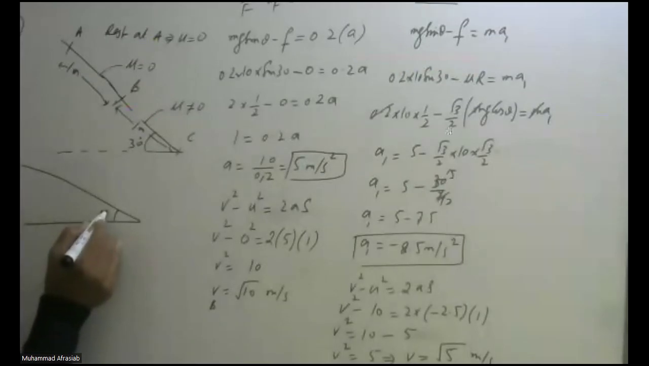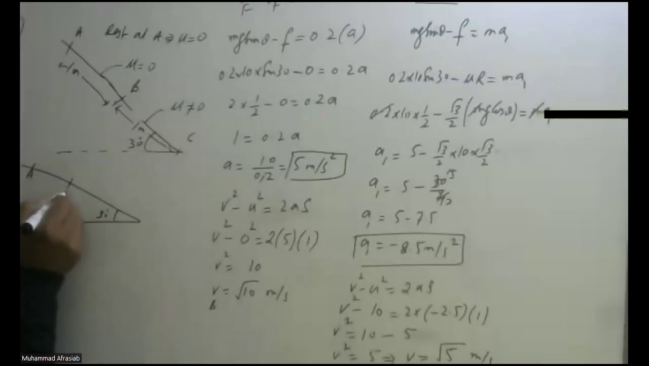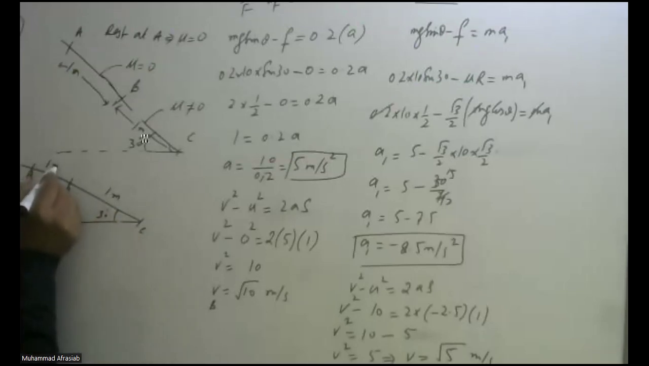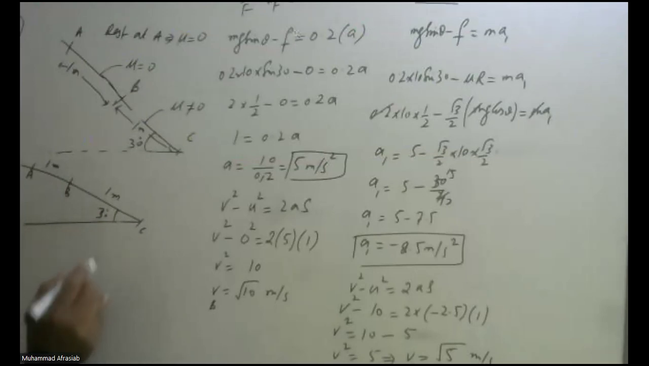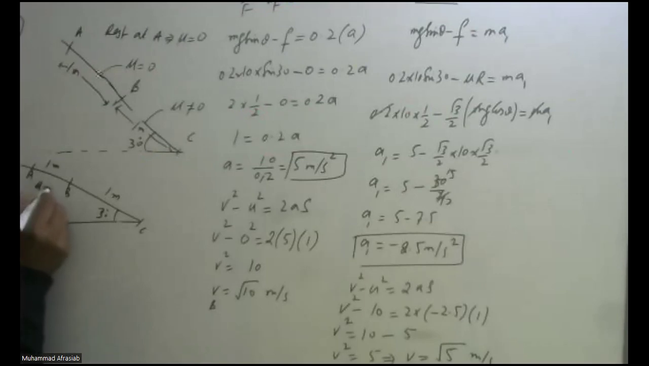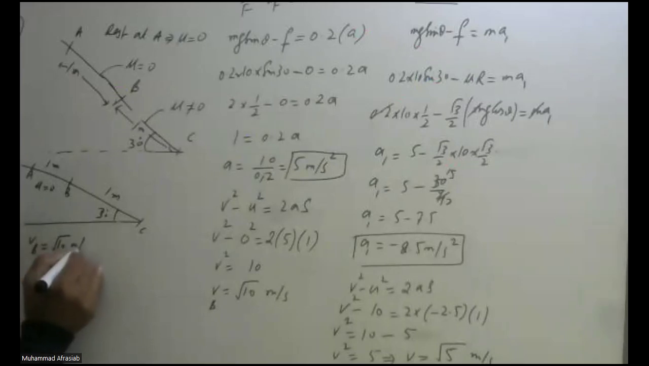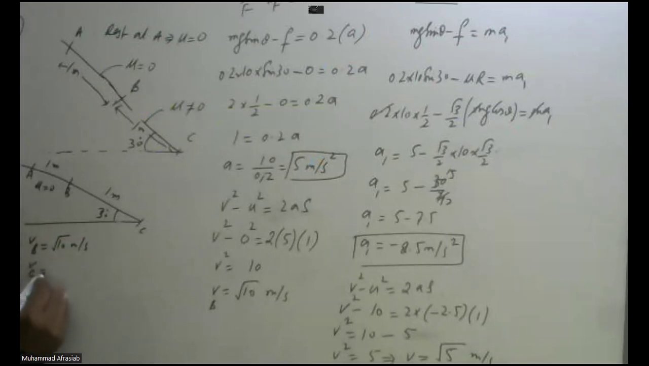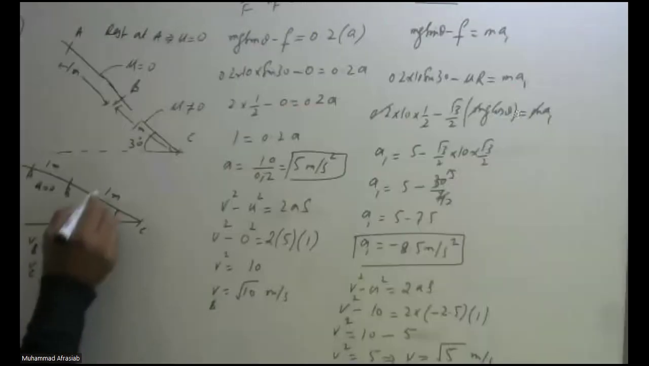That is 30 degree. This is position A, this is position B, this is position C, 1 meter distance between these two, and friction is there, 30 degree. Here friction is a function of zero, and we have calculated the speed at B there, equal to square root of 10 meter per second. And speed at C is 0. And the distance between these two is 1 meter.